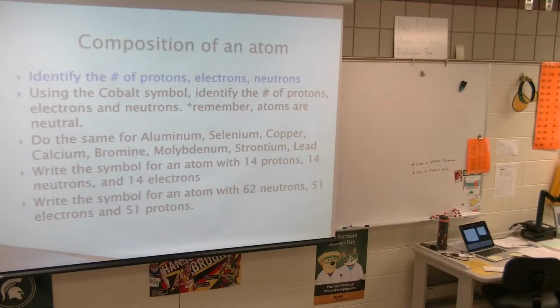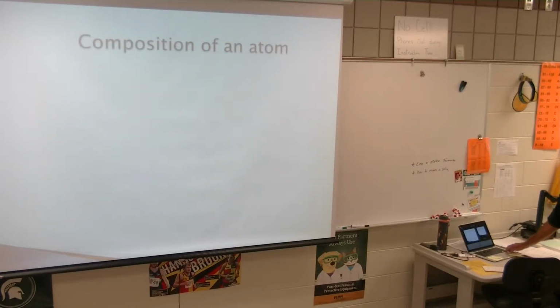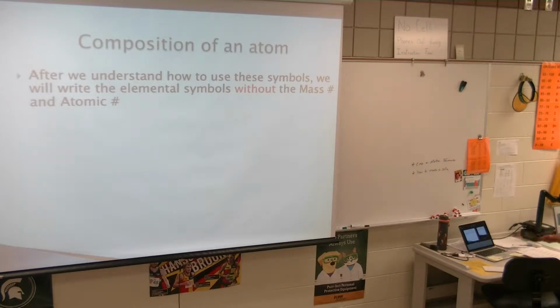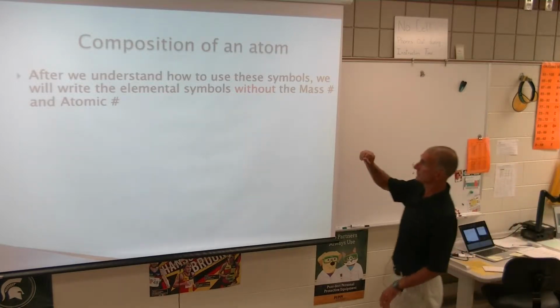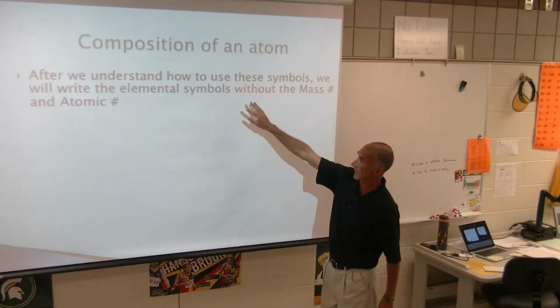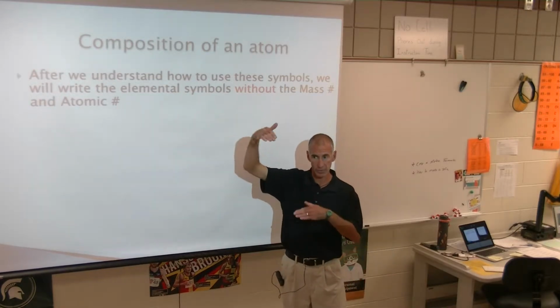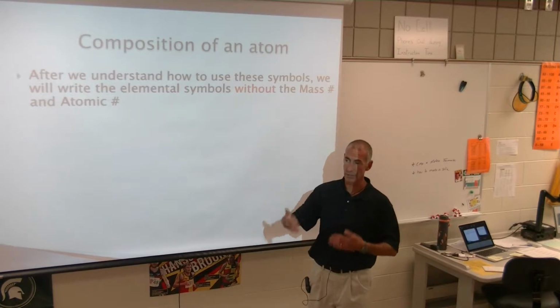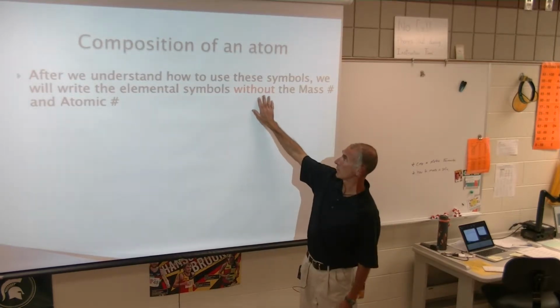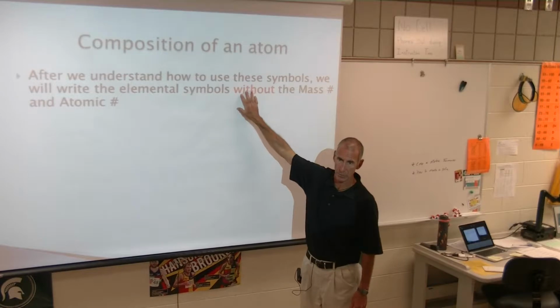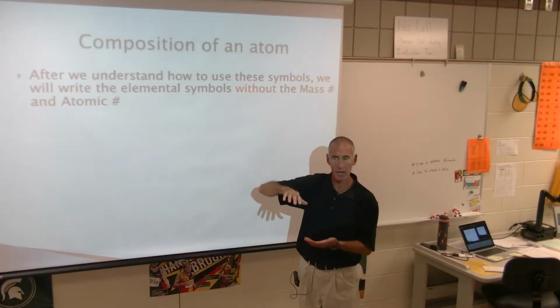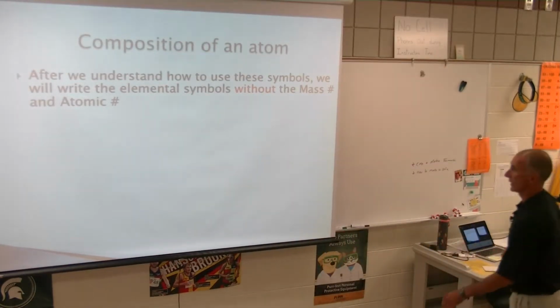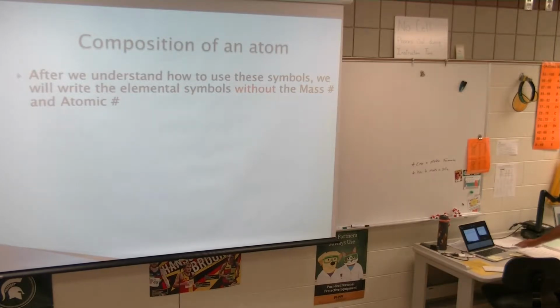All right, recording. So today we're going to continue to look at the composition of an atom. That's our basis for this unit. After this unit, once we have understood the symbols, the atomic number, the mass number, where they're located and where the information comes from, then in the following units we go back to just writing the symbols, knowing where we can find the information. But for now, we want you to write it with all the information given.